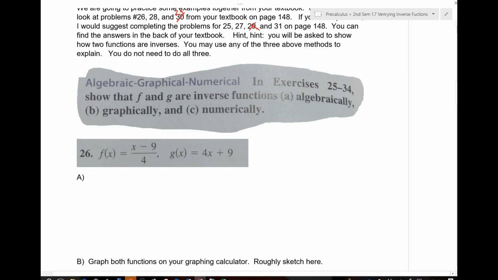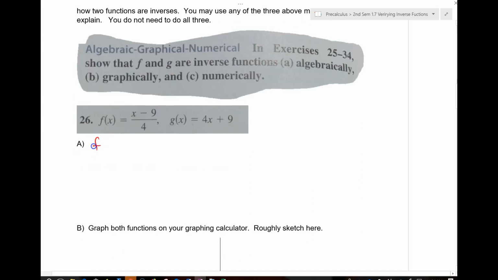So let's do the first one. This is going to be just like what we had on your homework type problem. I have to verify algebraically, that's when we plug and chug the functions into each other. So the very first are actually pretty easy. I'm just going f of g of x. And that really means I'm just plugging in 4x plus 9 into my function f.